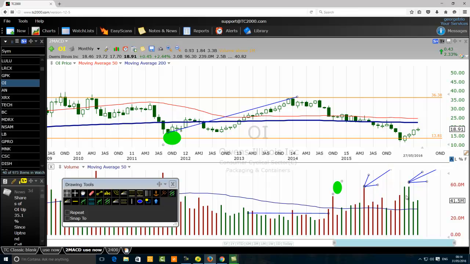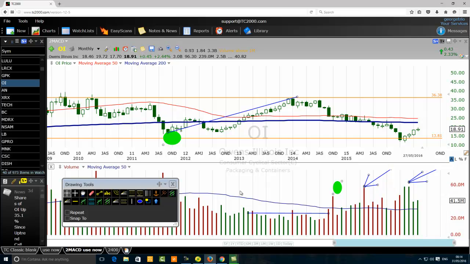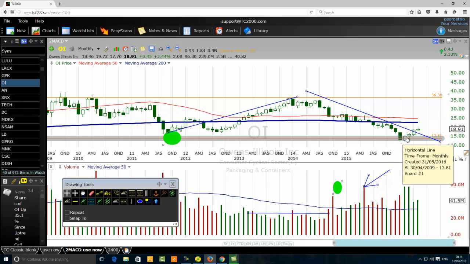Now, the question we want to answer is about those two volume bars here, and we want to know whether we have a bearish stock volume signal. So how can we tell if this is a bearish stock volume signal? We can tell if this is a bearish stock volume signal if the price confirms it.